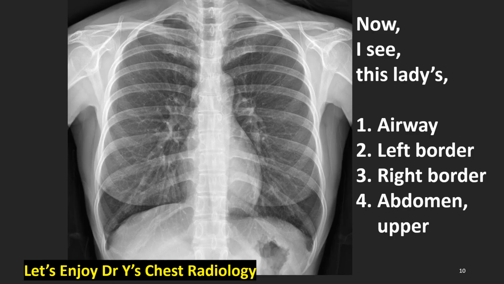Now with this lady's normal chest radiograph, we see: 1. Large airway. 2. Left border of mediastinum. 3. Right border of mediastinum. 4. Upper abdominal organs.